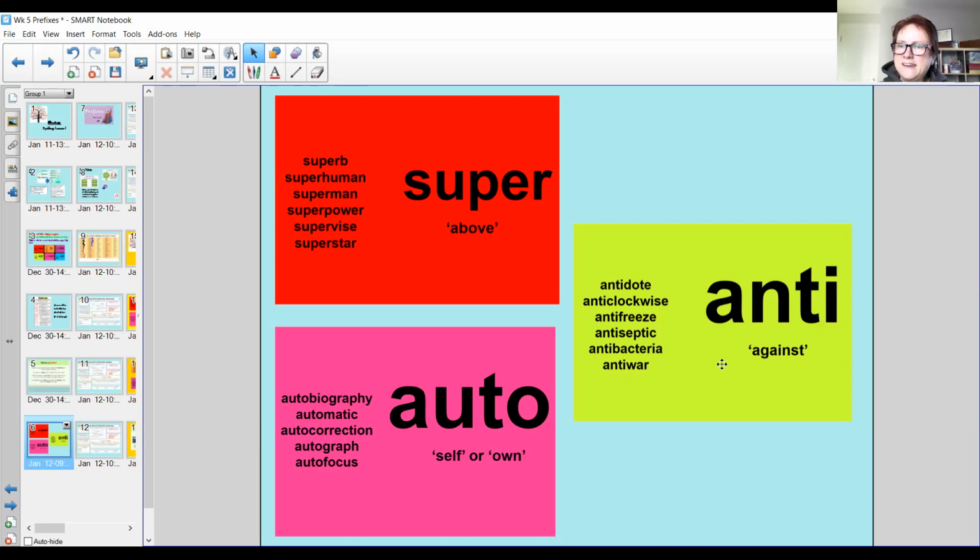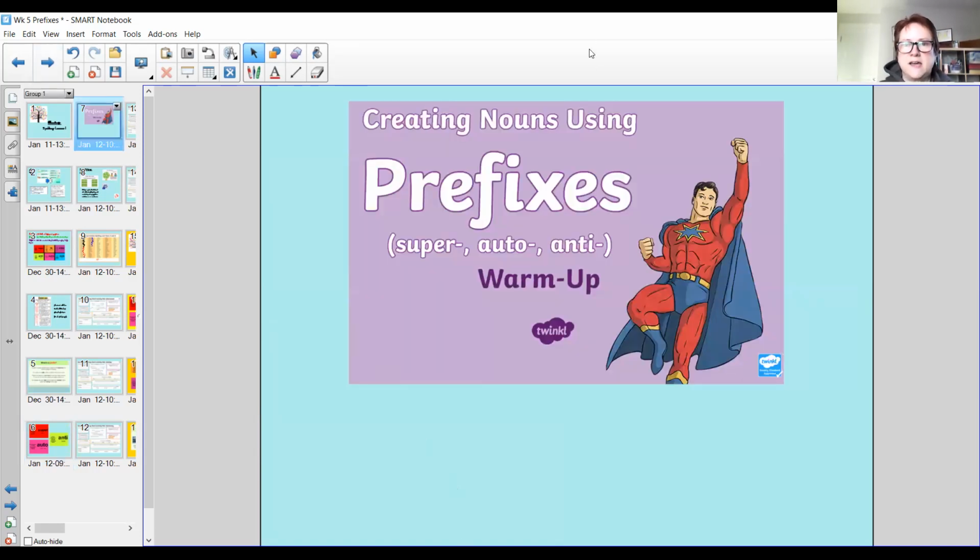We've got the prefix anti, and that gives us the meaning that things are against. A little bit like our negative meanings last week with mis and dis. Anti means against. So antifreeze, antibacterial, anti-clockwise. And the last one we're going to look at is auto, meaning self or own. Autobiography, autofocus, autocorrect. So we're just going to have a little look at some of those in more detail.